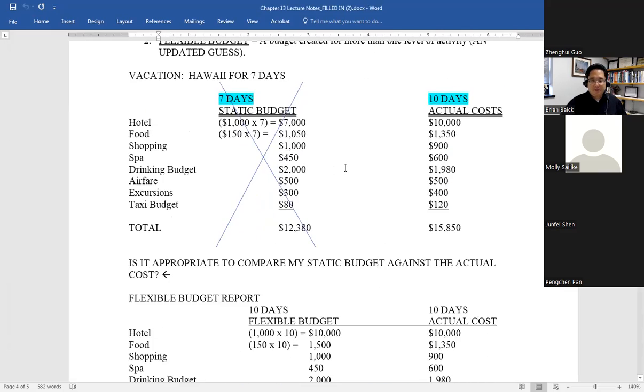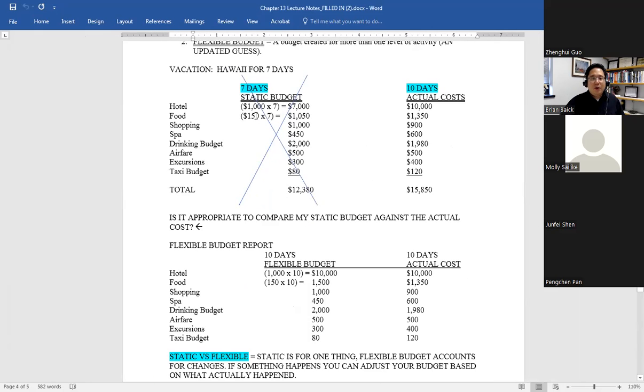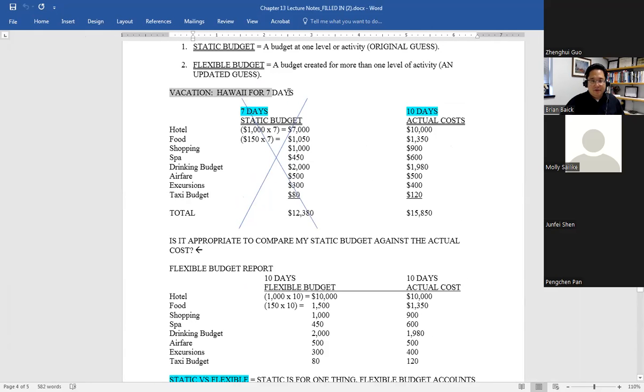Okay, so here we said that we want to go to Hawaii for 7 days. So we make an original budget. This is called the static budget. I made a budget for 7 days. Okay, this is my first original budget. It's at one level of activity, 7 days.